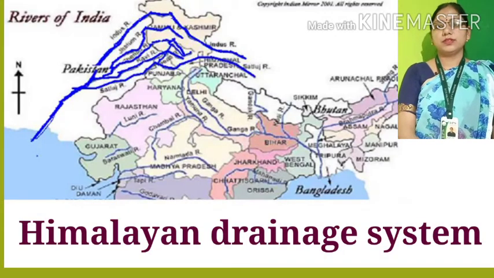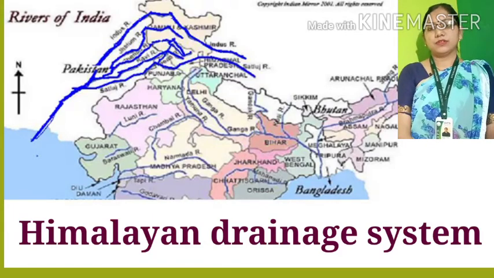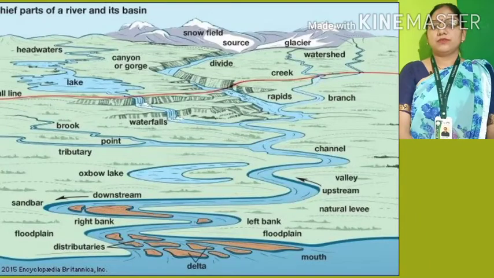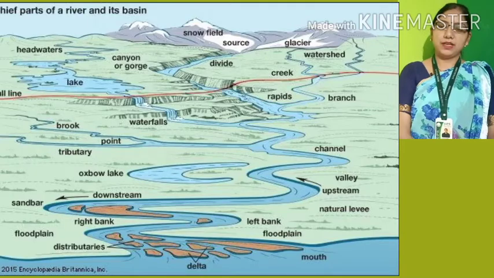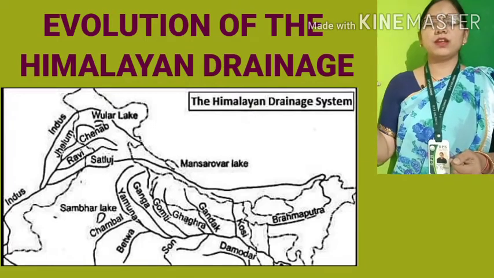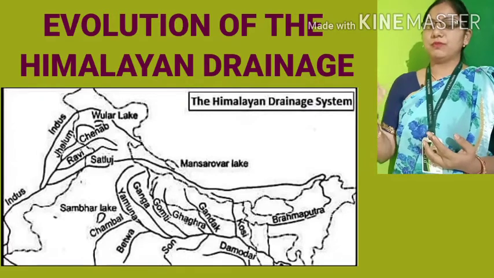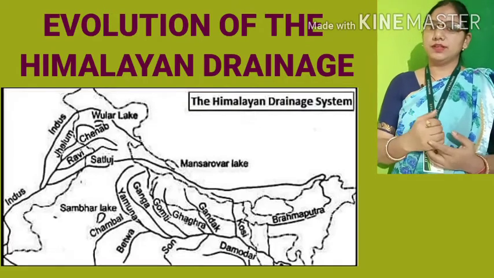Students, rivers form giant gorges, V-shaped valleys, rapids and waterfalls in their mountain course, and while entering the plains they form depositional features like valleys, oxbow lakes, and the flood plains. So, to know about the process of the Himalayan drainage system, let's move to the topic, the evolution of the Himalayan drainage, in which we will see the origin of the Himalayan drainage system.